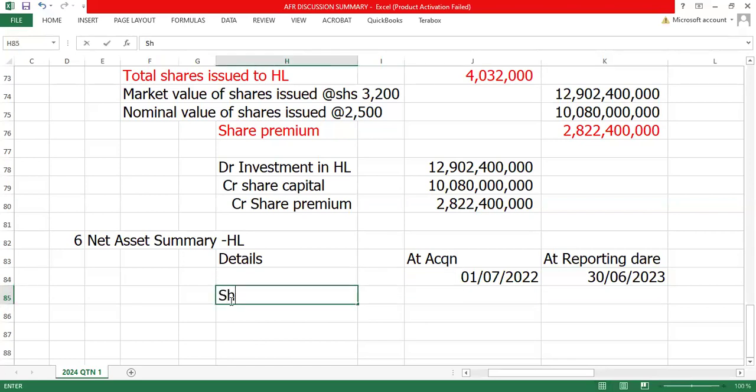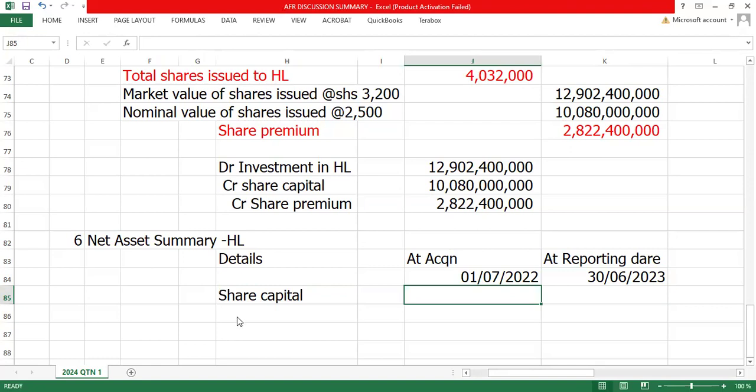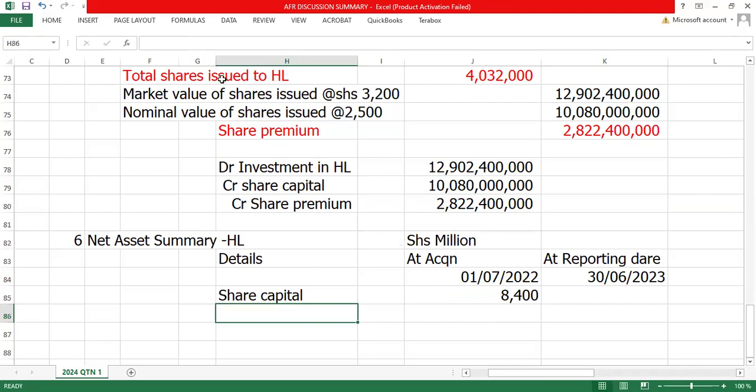What is the share capital here? At acquisition, the share capital remained the same. Just copy and paste. All these ones, copy and paste. What was the share capital? Isn't it 8,400? Yes. Let's keep our amount in shillings in a million. That is share capital.